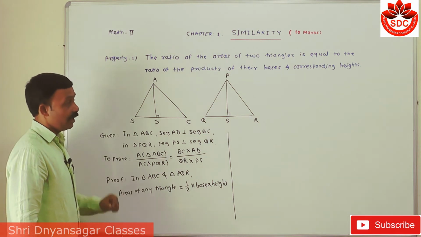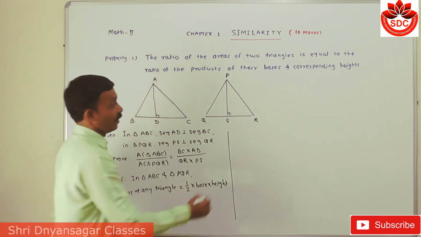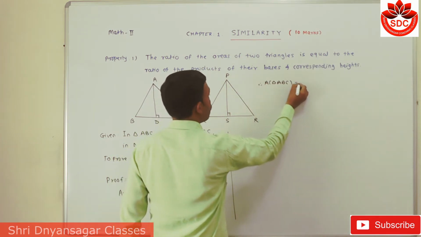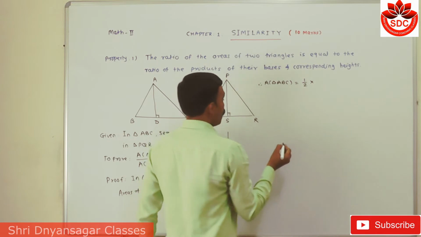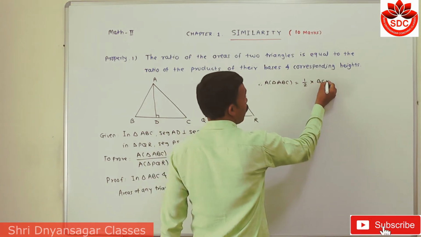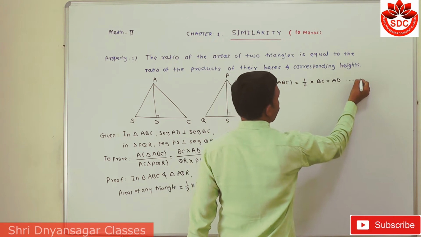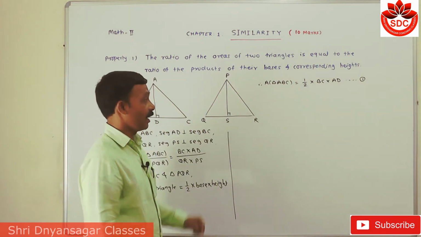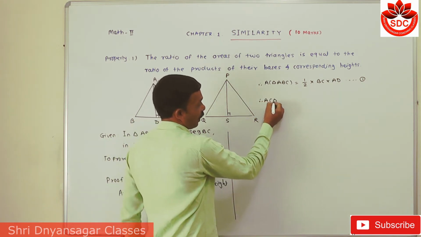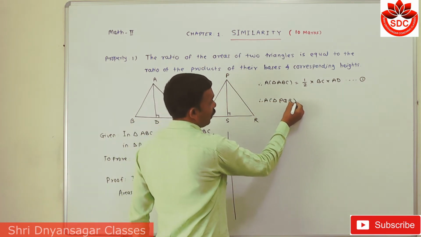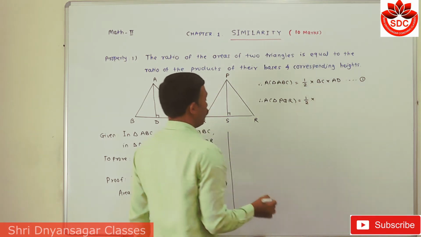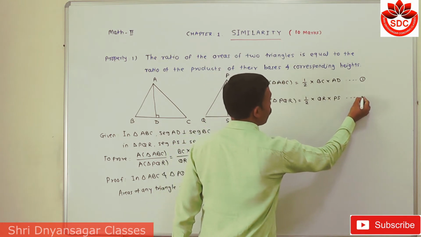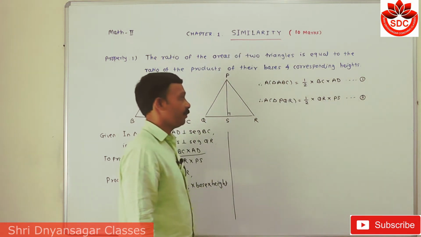Now students, then we take the first triangle. Therefore, area of triangle ABC is equal to half into corresponding base BC and its height AD. Suppose that this is equation number first. Then take the other triangle. Area of triangle PQR is equal to half into base QR and corresponding height PS. Suppose that this is equation number second.